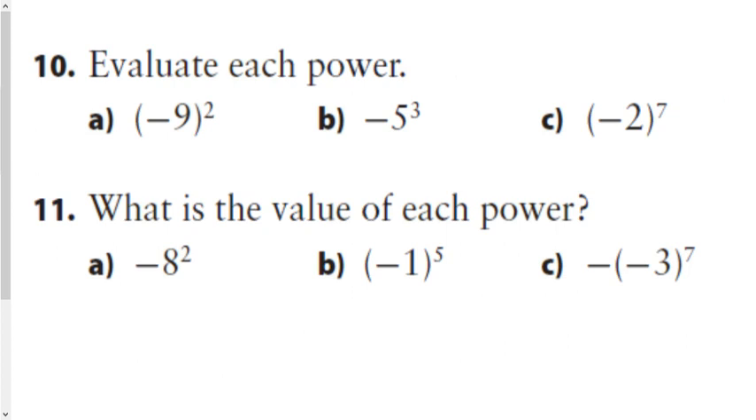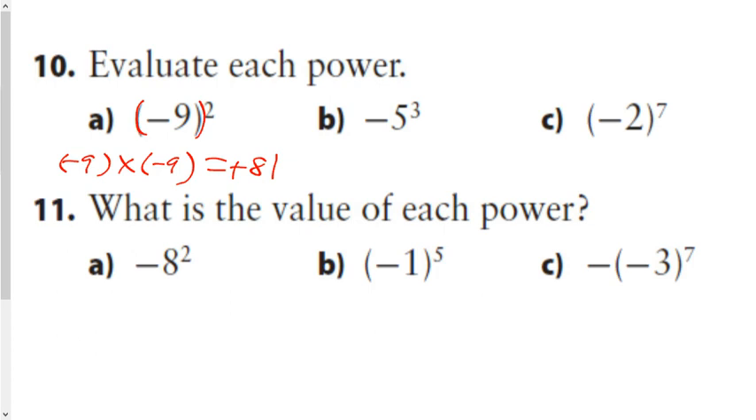Question 10 asks us to evaluate each power. Now the first question has brackets around the negative 9. And when you have brackets around the negative 9, the reason there are brackets here is to define the base as negative 9, which means, because that's the base, it's also used in repeated multiplication, which means in standard form it's evaluated as positive 81.